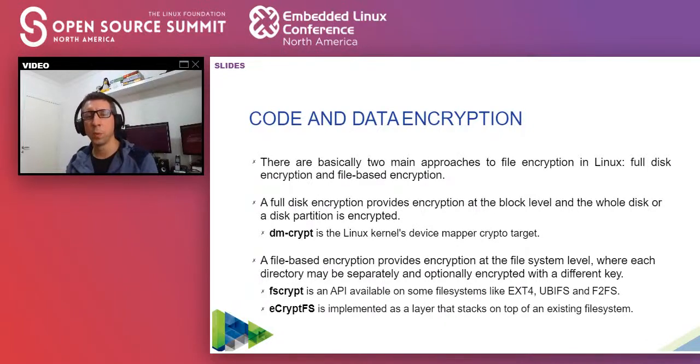And if you want to do encryption on top of the file system, we have two options: FSCrypt. That's basically an API provided by some file systems like ext4 or UBIFS. Another option is eCryptfs. That's a layer that you could add on top of any file system. So it could be another file system, for example JFFS2, or any other flash file system. So it's really a generic implementation that you could use on top of any kind of file system on Linux.